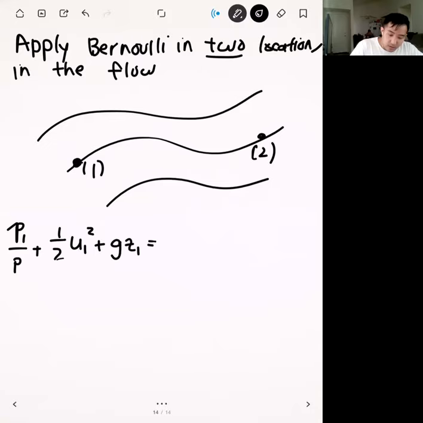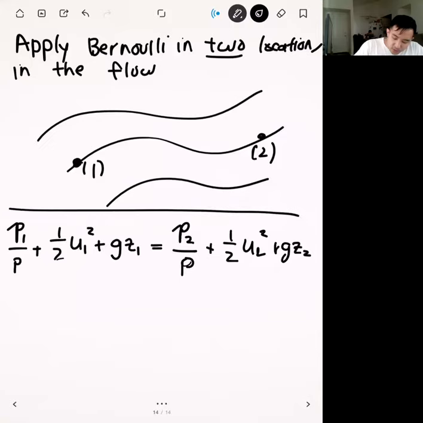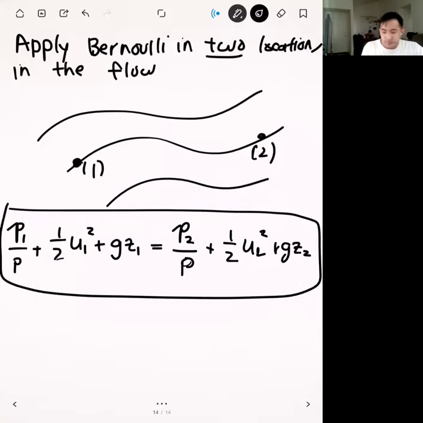Okay. And then we're going to write the same thing out for point number 2. Since we can apply all 4 of our assumptions here, where the flow is incompressible, steady, inviscid, and applied along a streamline, these 2 have to be equal to each other.